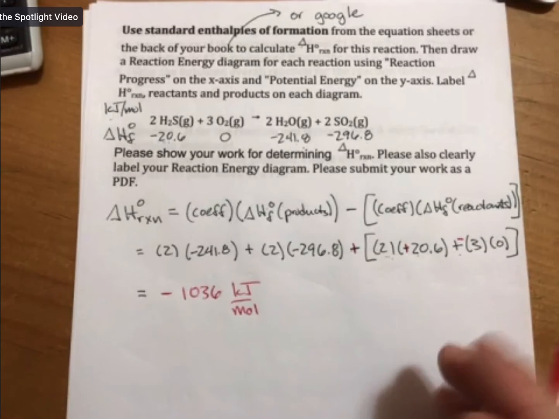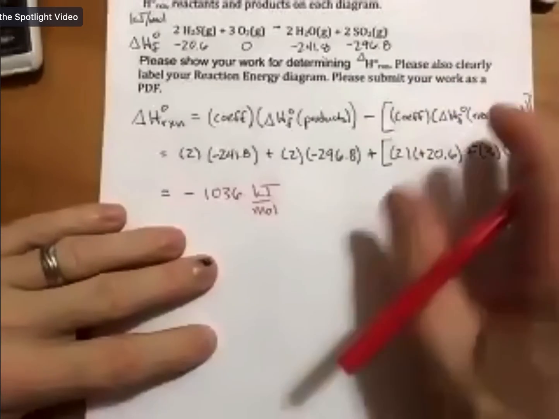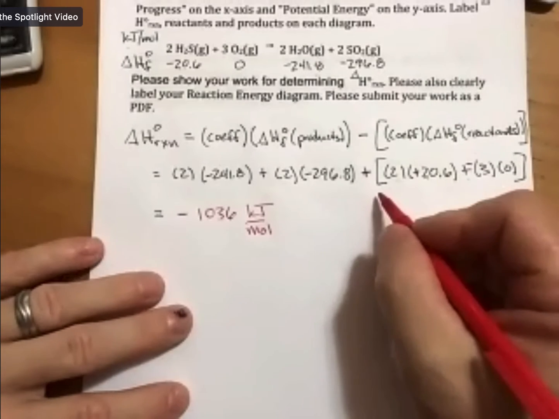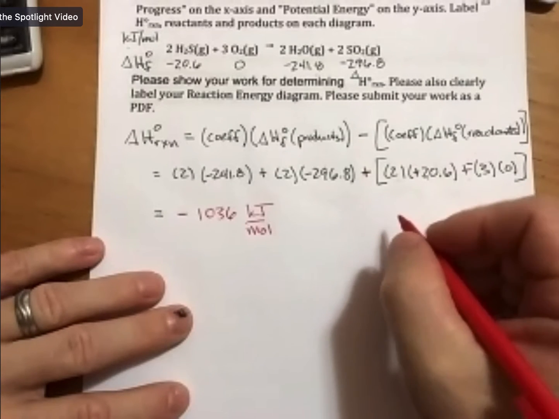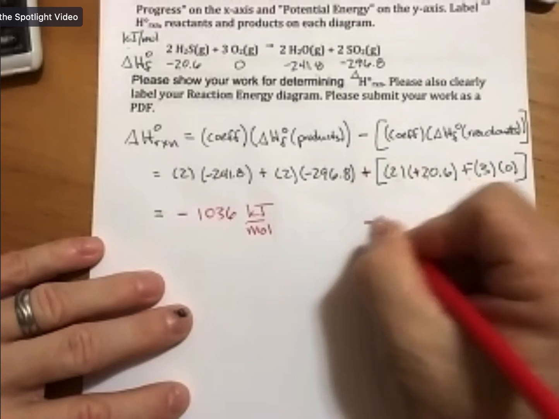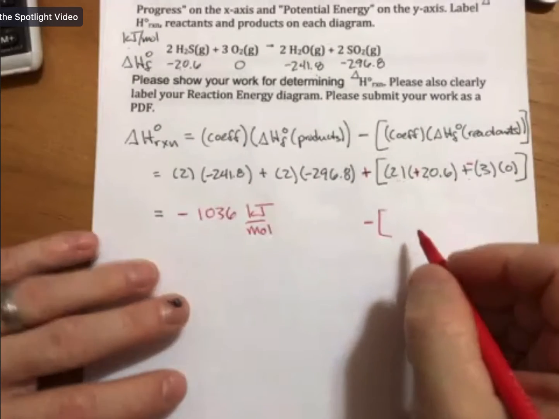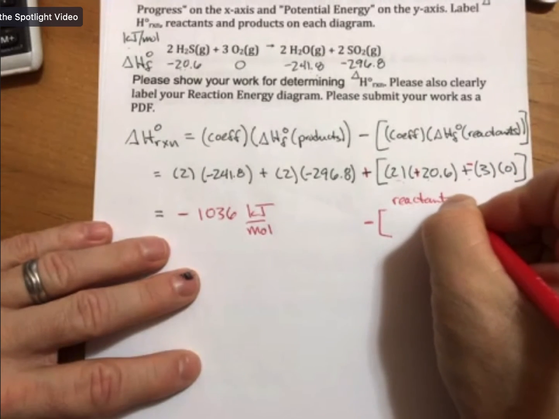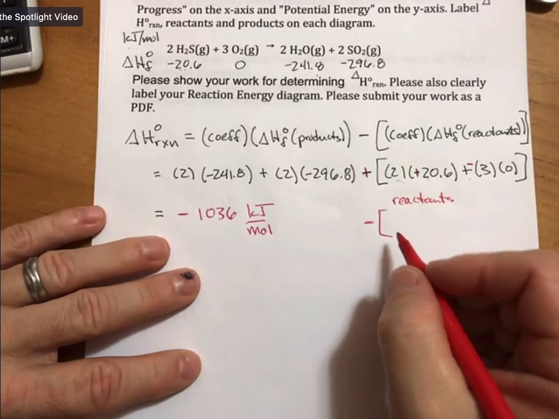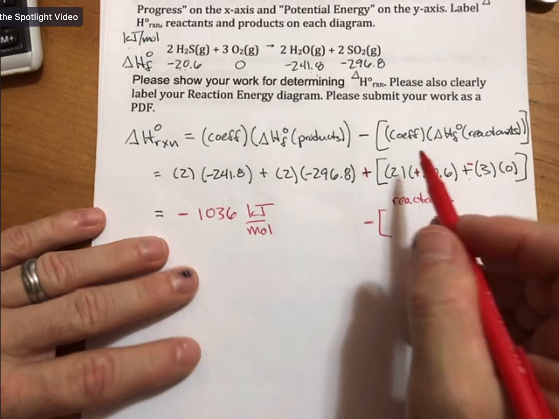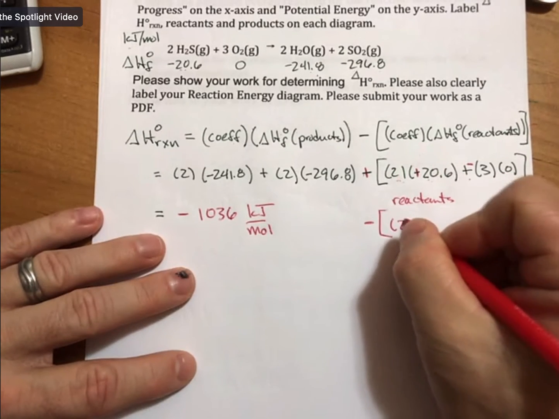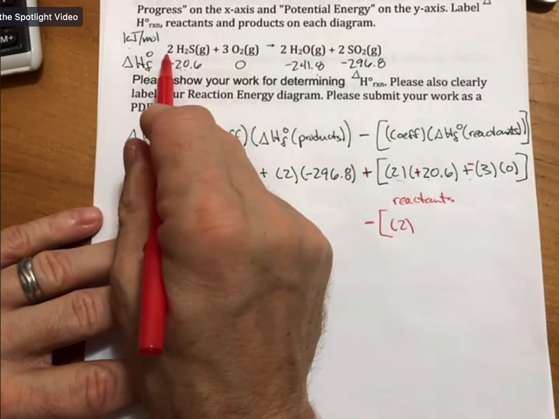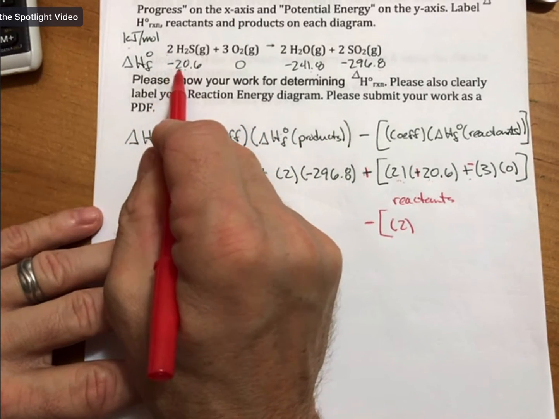Sure. So for the product side, you are subtracting the reactants times their coefficients. And what I typically do is I just write it how I see it. I have a 2 coefficient here, and I have a minus 20.6.